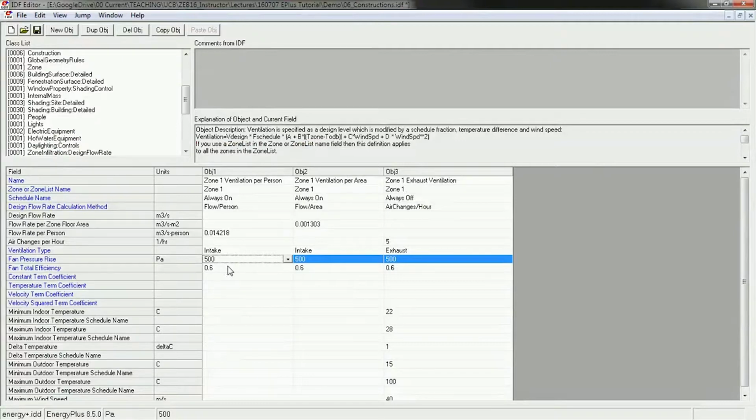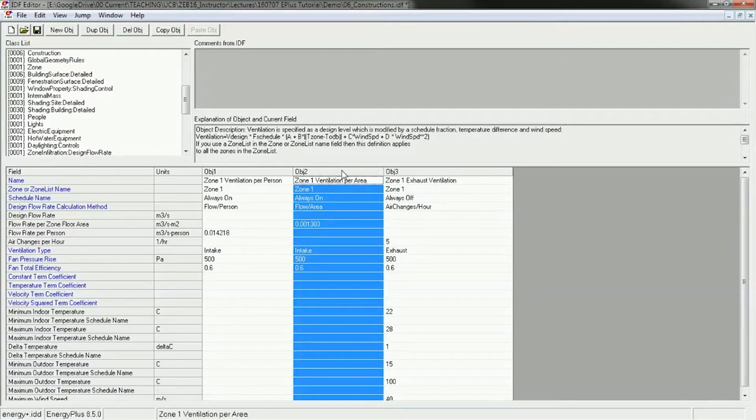But it can be almost double this, or a little bit more than double this, if you've got a centralized ducted fan system. And that's the extent of my occupancy-based ventilation fan.